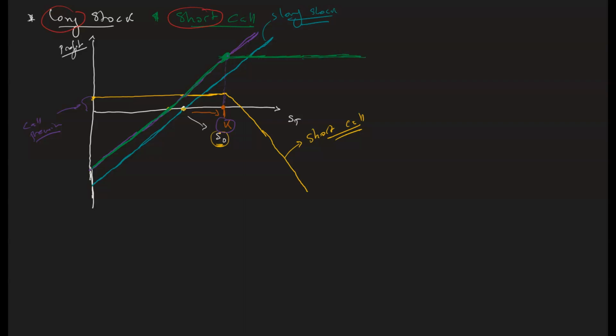So I have capped my profit to the strike price because at this point the call is exercised. And this position would have this green line as a payoff or profit. And so this position, that is essentially long stock plus short call, is referred to as a covered call position.